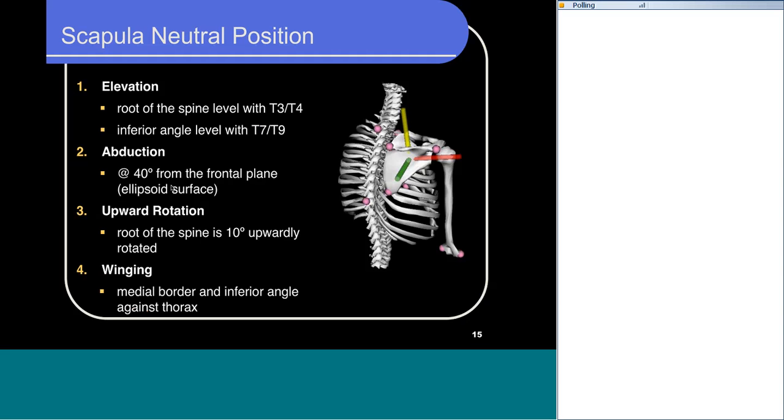and zero winging is when the medial border is actually against the thoracic surface, when all the other coordinates are in their neutral position. So points 1, 2, and 4 we derive from Mottram et al., and their dynamic stability of the scapula paper from 1997, and points 2 and 3 are from McQuaid et al., which was a perspective on scapular stabilization.